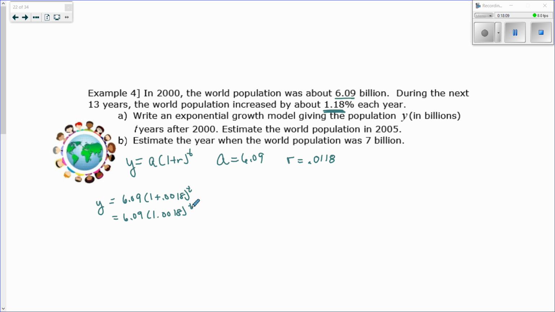And it asks what the population was in 2005. Since we're starting in 2000, t equals 0 would be 2000. That means t equaling 5 would be 2005. So if I substitute 5 in for t, I'll have y equals 6.09 times 1.0118 to the fifth. I'm just going to type that into my calculator, and when I do that, I'll get 6.46, and that would be billion people.